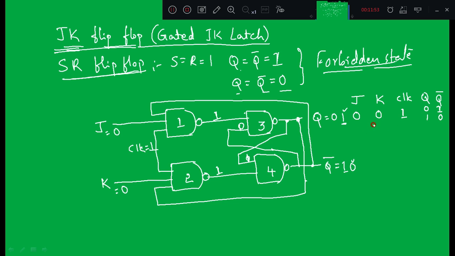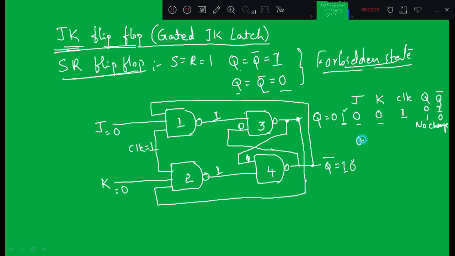So there is no change when J is equal to 0 and K is equal to 0, and the same no-change state we got even for the SR flip-flop, right? So we have taken the modified version of that SR flip-flop and converted it into a JK flip-flop, right? So for the first state, I'll write it as no change. There is no change in the state. So whatever previous state you assume, it will remain in its previous state.